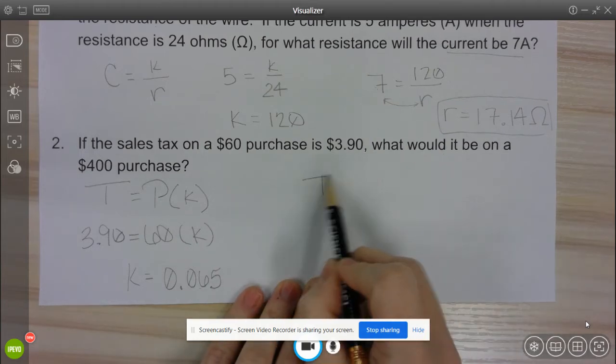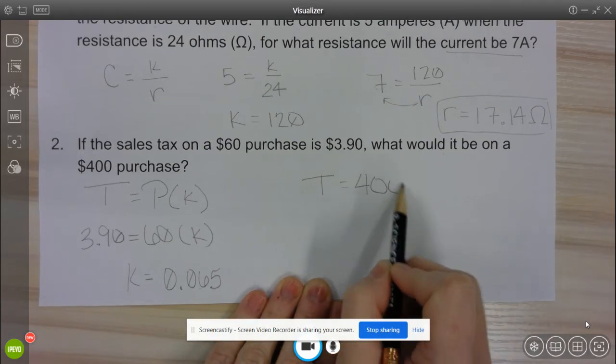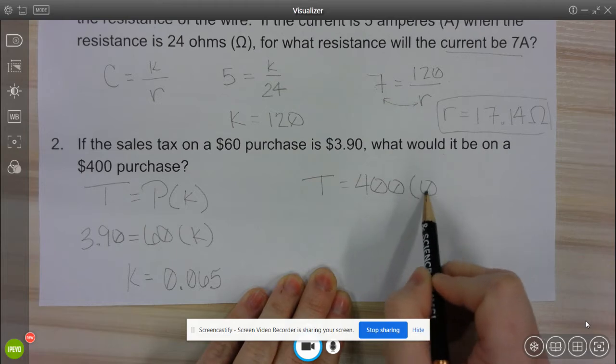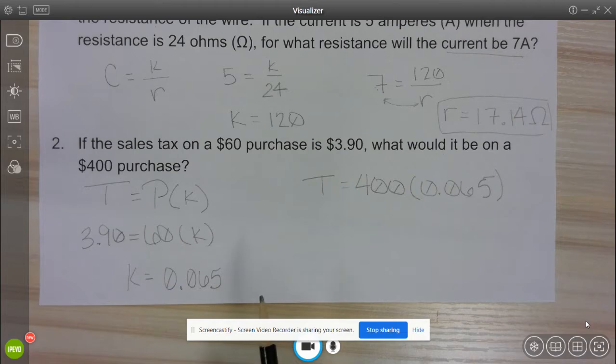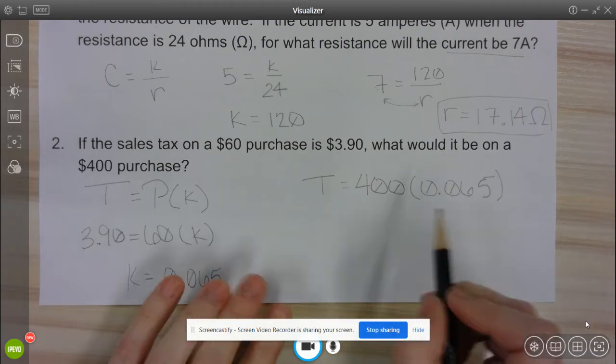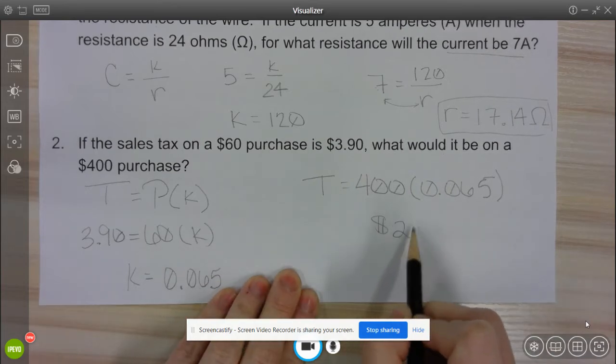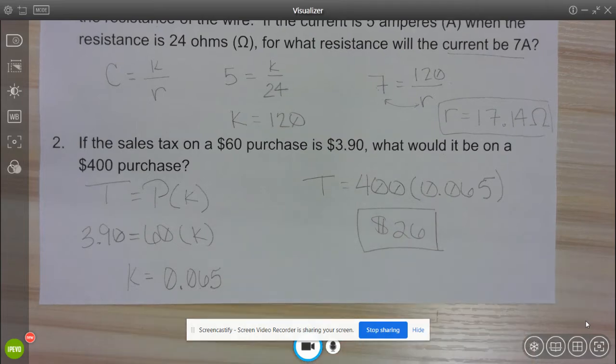Anywho, so trying to find my tax for a $400 purchase. So I'm going to do 0.065 times 400. So that tells me my tax would be $26.